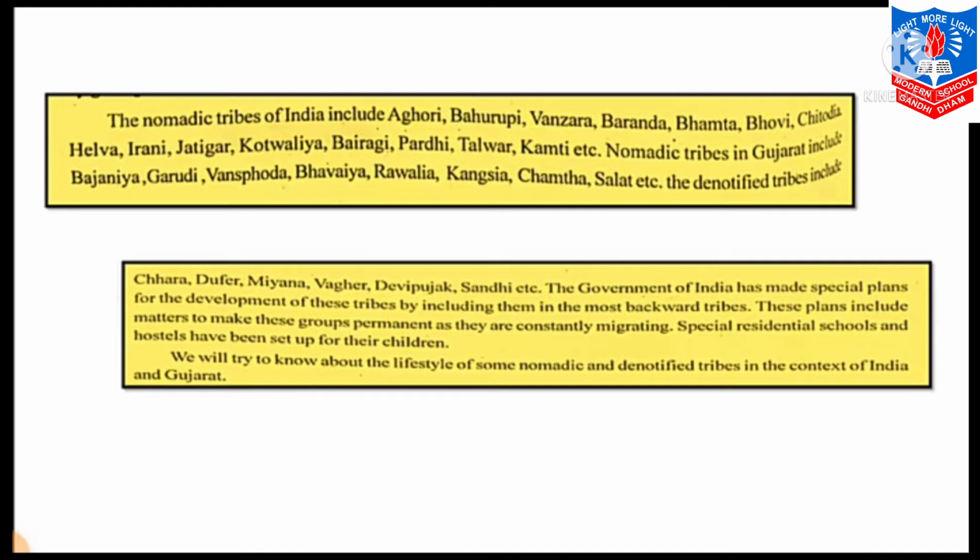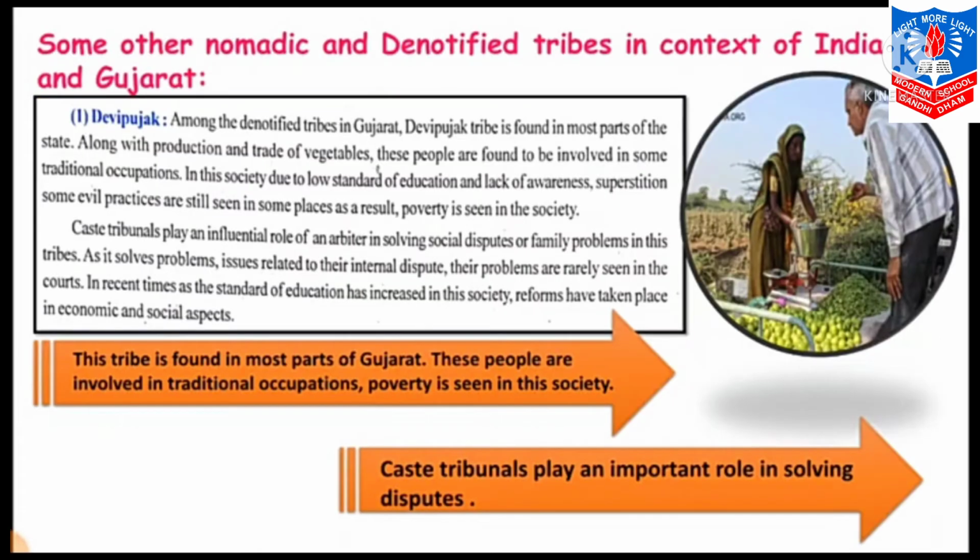These are the special plans implemented by the government of India for the development of these tribes by including them in the most backward tribes. Now, students, we will try to know about some other nomadic and denotified tribes in the context of India and Gujarat. So, first of all, we will learn about Devi Pujak.